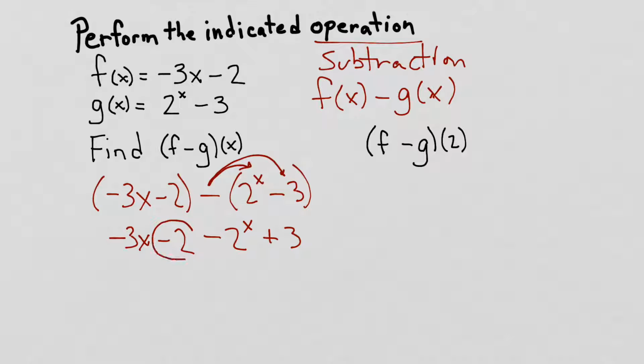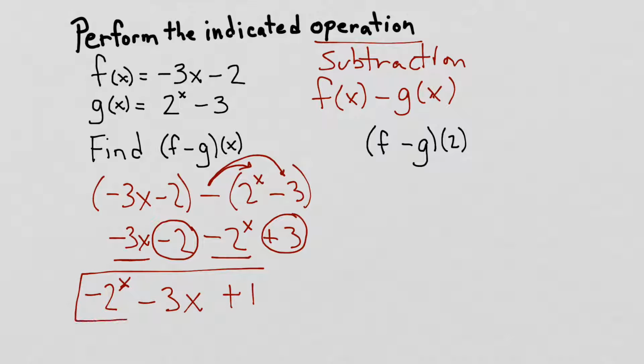The only like terms we have in this problem are the constant terms, the negative 2 and the positive 3. Those two, when combined, make a positive 1. The negative 3x and the negative 2 to the power of x are not like terms, so we just have to write those down as individual terms to give us our answer for subtracting g of x from f of x.